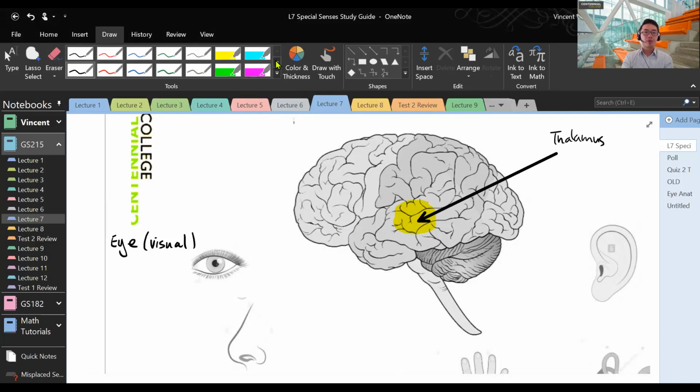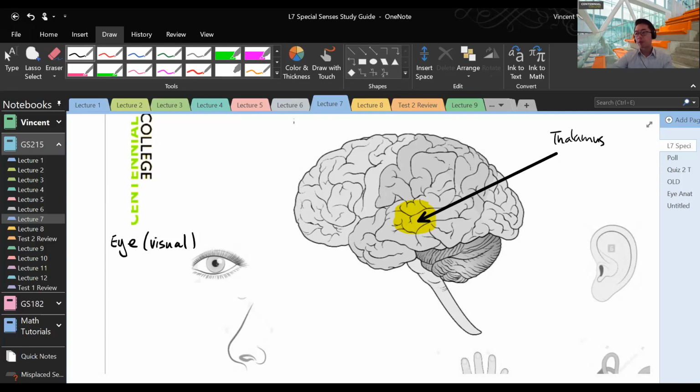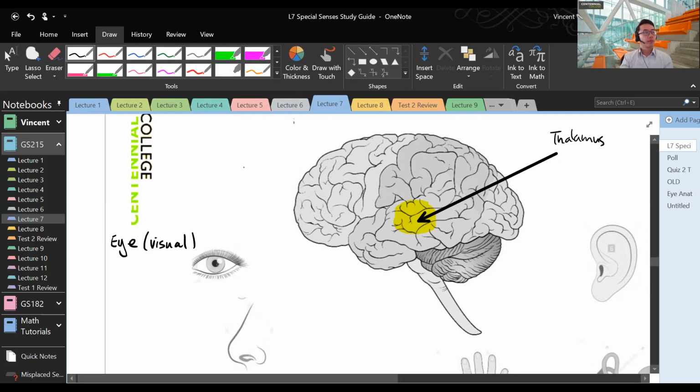So what kind of receptors do we have? I'm going to put receptors in pink. What kind of receptors do we have in the eyes? Help me out here, please. What kind of sensory receptors do we have in the eye? Anyone? Yeah, thank you, Safi and Jyoti. These are the photoreceptors, the cones and the rods.